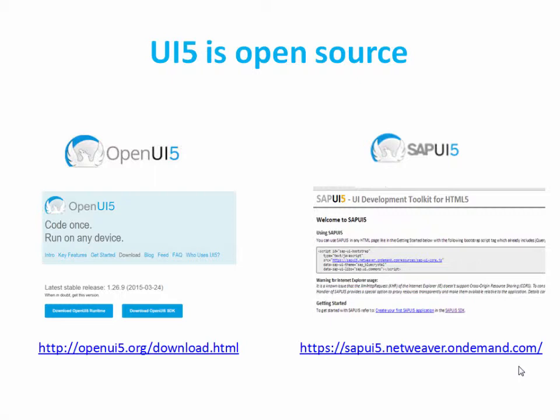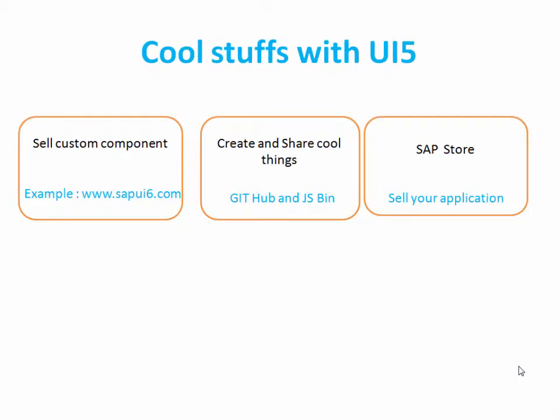And for SAP UI5, you can go to sap.ui5.netweaver.ondemand.com and you will get all the information. So that is a very basic thing, but you should know about it when you start learning UI5. The coolest thing you can do is build your own custom components out of the normal components which SAP UI5 has, and then you can also sell them. Let me show you one example.